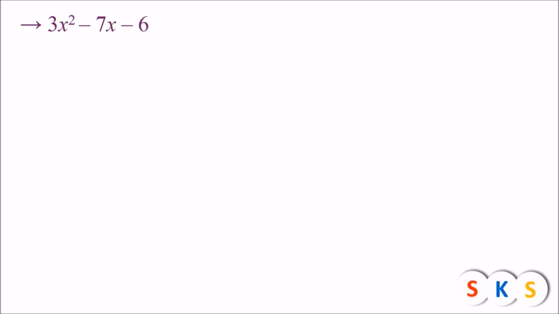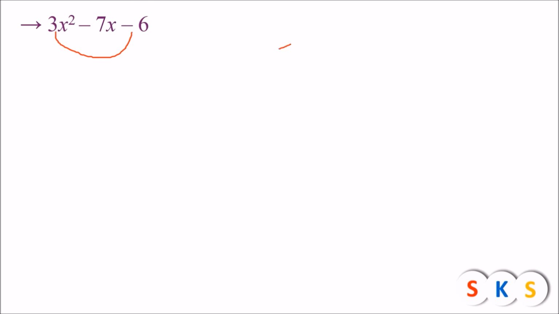Now we will factorize 3x square minus 7x minus 6. What we are going to do over here? We are going to multiply 3, that is the coefficient of x square, with minus 6. If I multiply, what I'll get? Minus 18. Right, we will get minus 18.